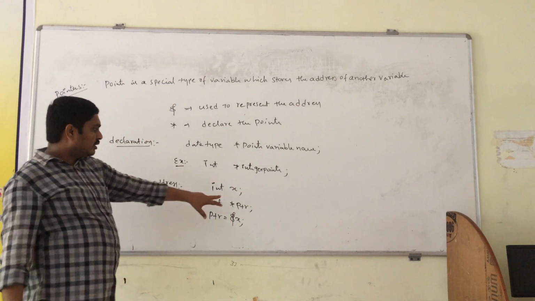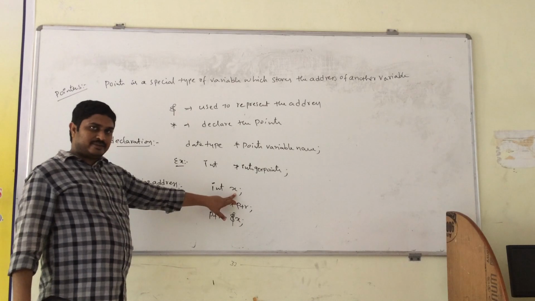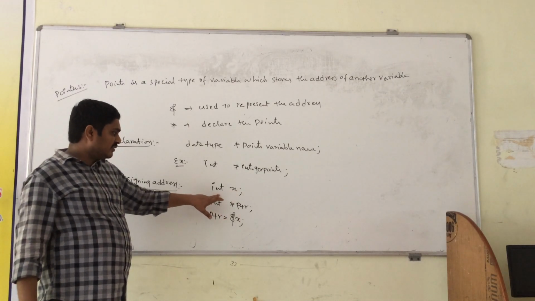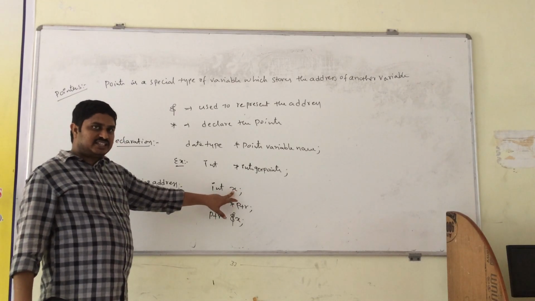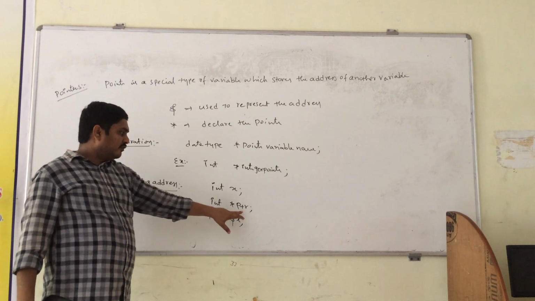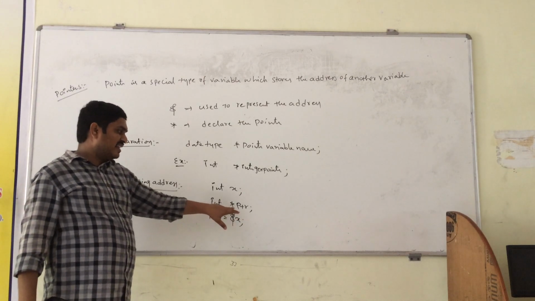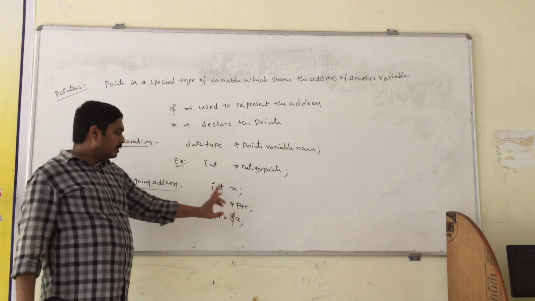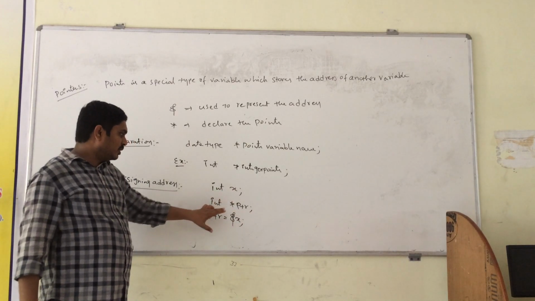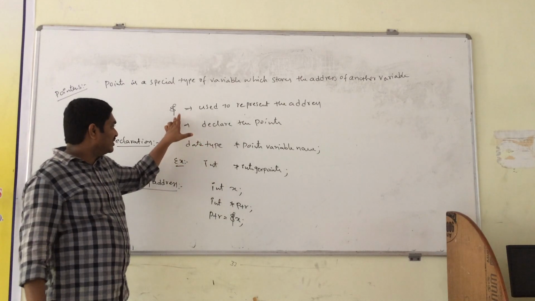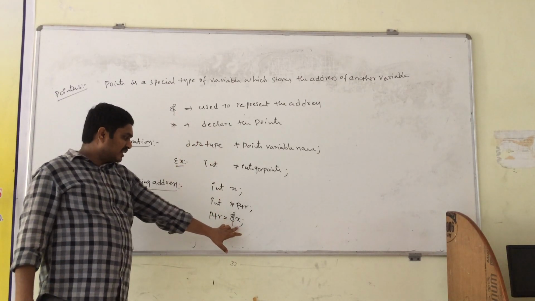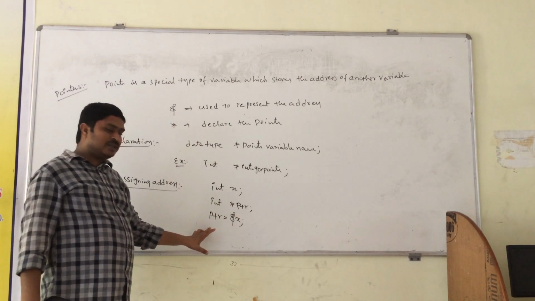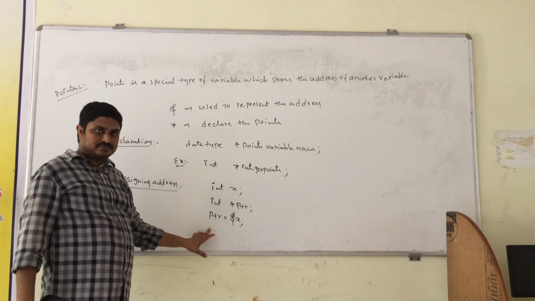So here int x is the integer variable. To store the address of the integer variable x, we need an integer pointer. So I am taking one integer pointer, int *ptr. If I want to store the address of x into the pointer, I am using the ampersand symbol. So &x is stored into the pointer.